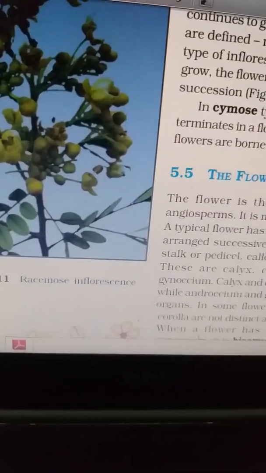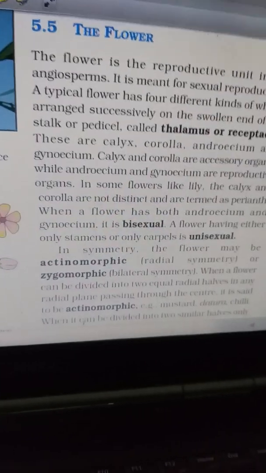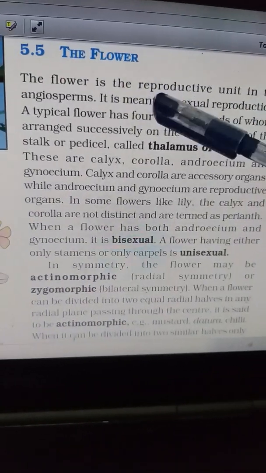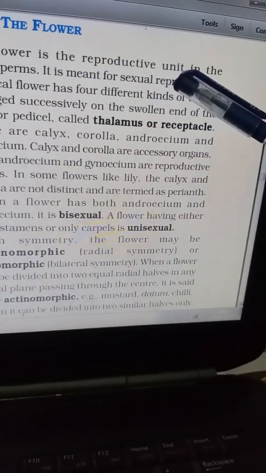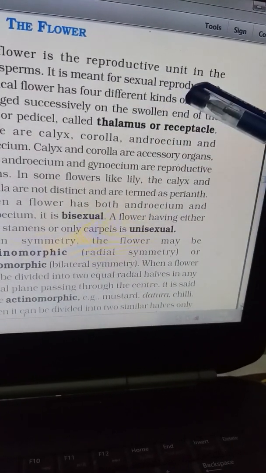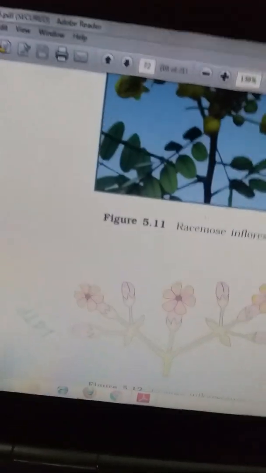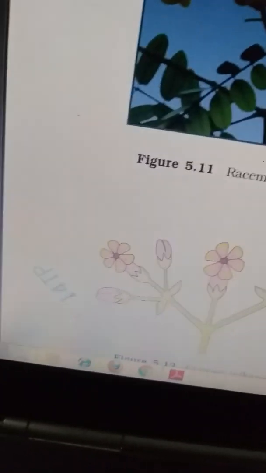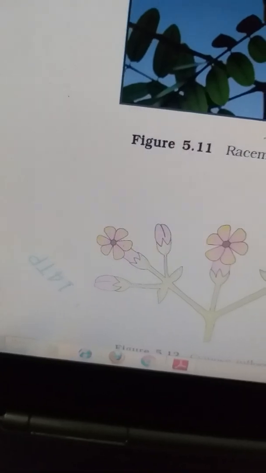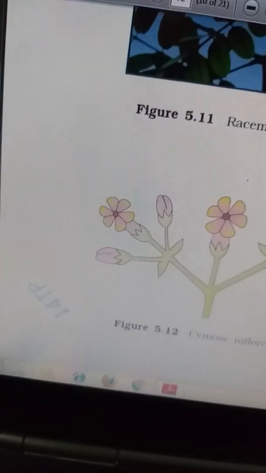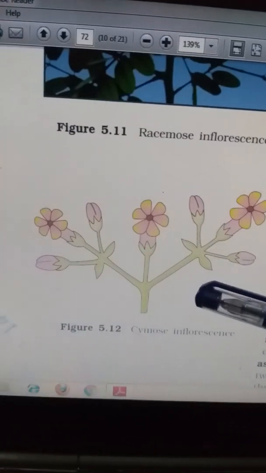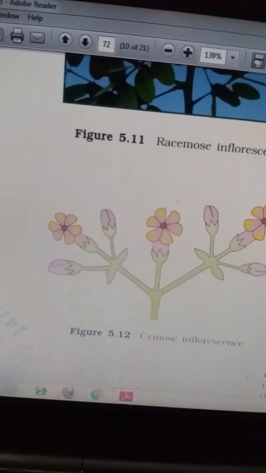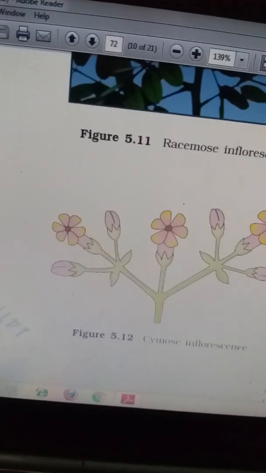Okay, now here you see basically what is a flower. Now if you depict a flower, a flower is basically a reproductive shoot or the reproductive unit in the angiosperm. Now what is the function of a flower? See, this is meant for sexual reproduction. Now here you see the racemose inflorescence. You have already seen the flower, and below it is a cymose. You see here, they are on the same plane. Okay, cymose like this. They are arranged in a group, cluster.